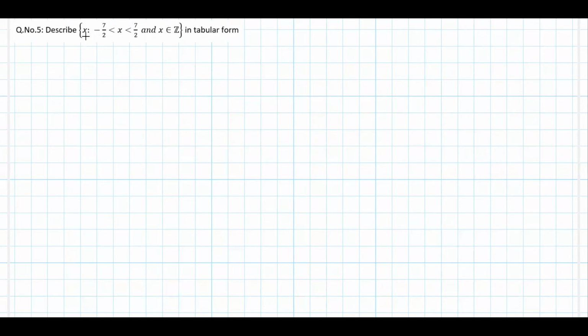Yes. So describe, and there is a set here which is given in set builder form, and we have to form this in tabular form. So how are we going to do this? What is the idea here? It's given that x belongs to integers. So generally, what are integers? These are positive integers, and then 0, and then negative integers, which are -1, -2, -3, -4, and so on. So these are integers.